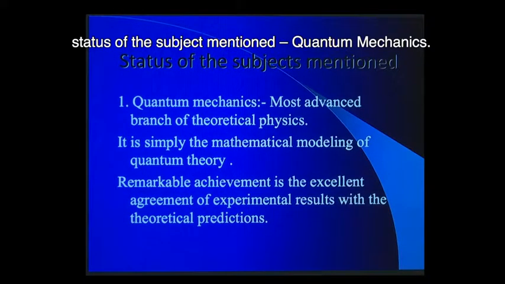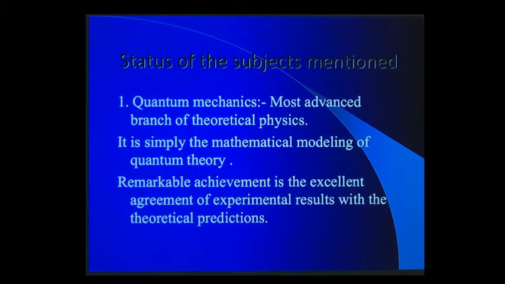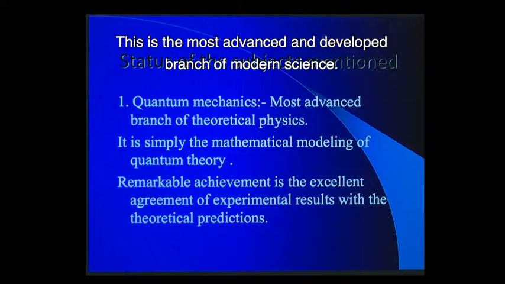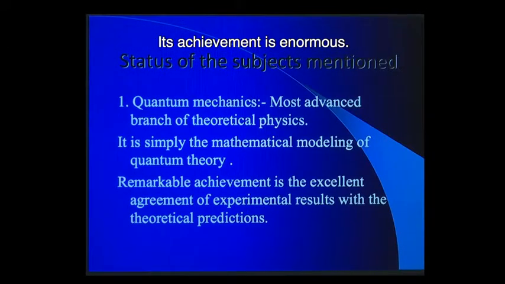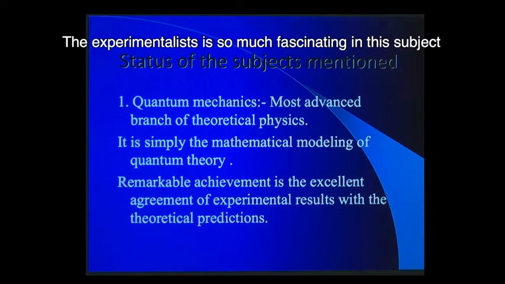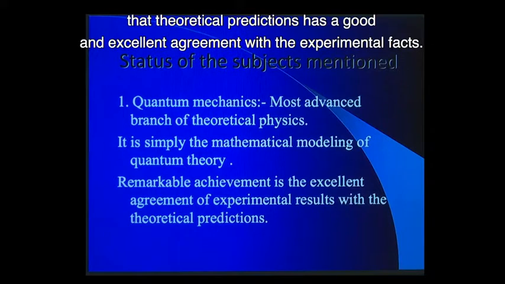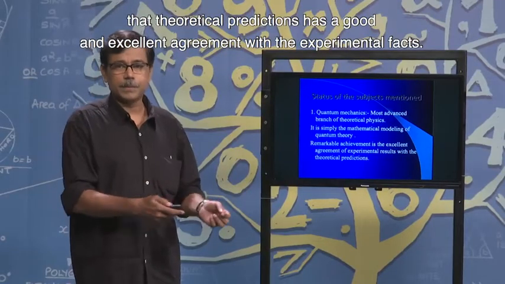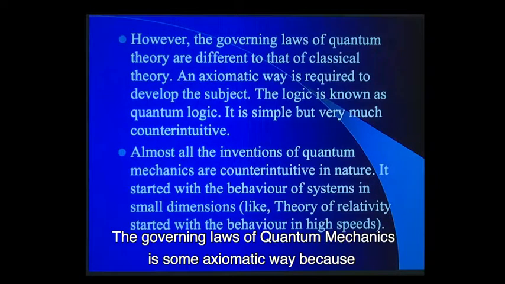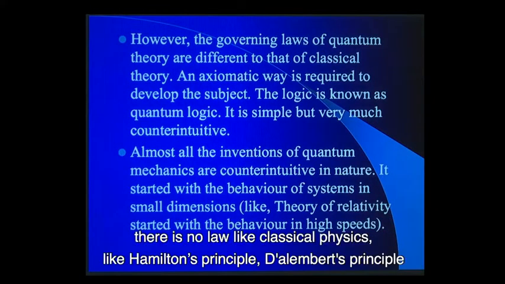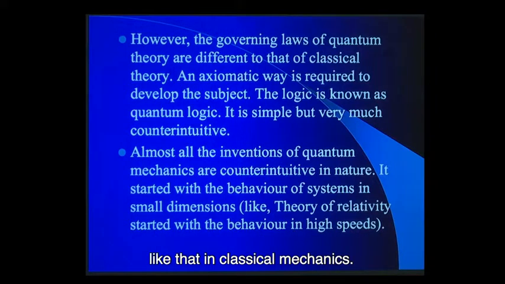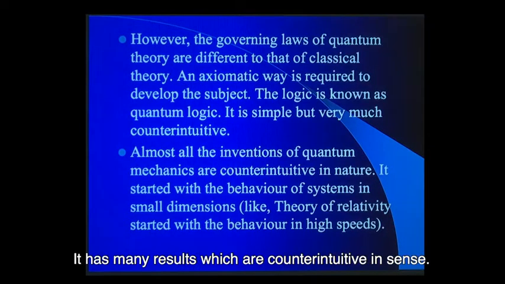Status of the subject mentioned, quantum mechanics. This is the most advanced and developed branch of modern science. Its achievement is enormous. The experimentalists are so fascinated by this subject that theoretical predictions have excellent agreement with the experimental facts. The governing laws of quantum mechanics are in an axiomatic way, because there is no law like in classical physics, like Hamilton's principle, D'Alembert's principle, like that in classical mechanics. Here we need an axiomatic way. The subject is very interesting. It has many results which are counterintuitive.